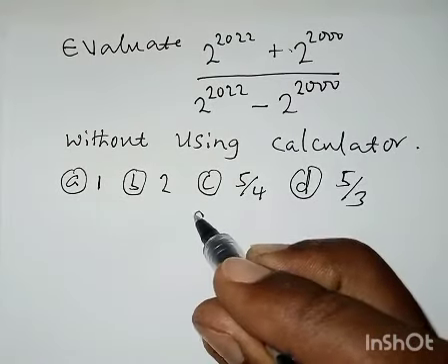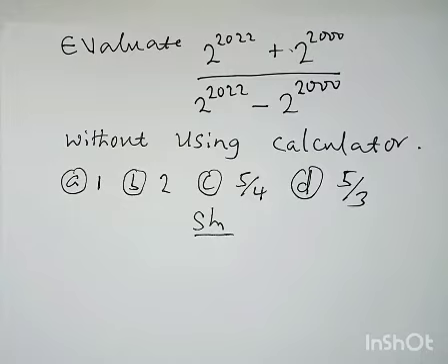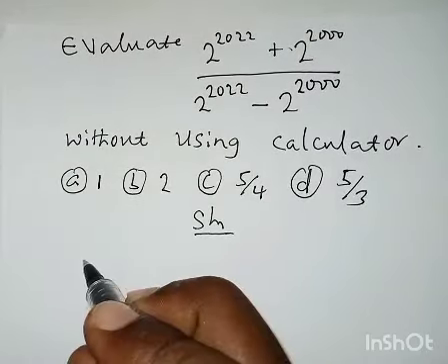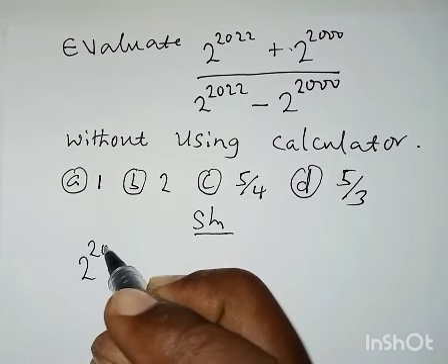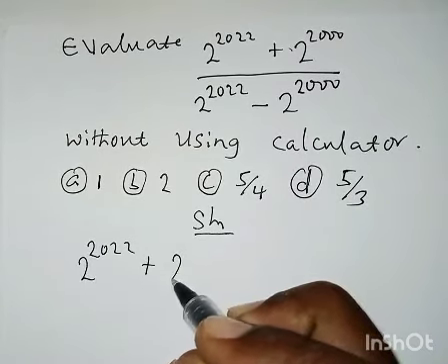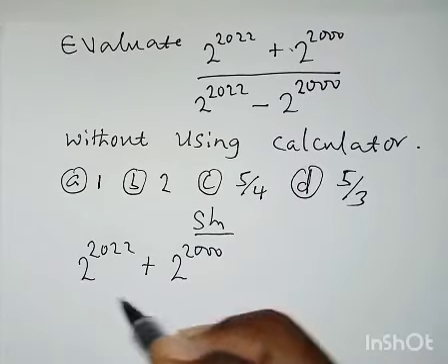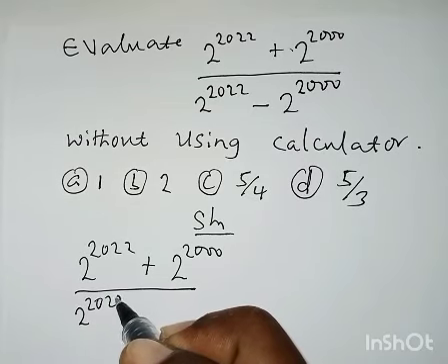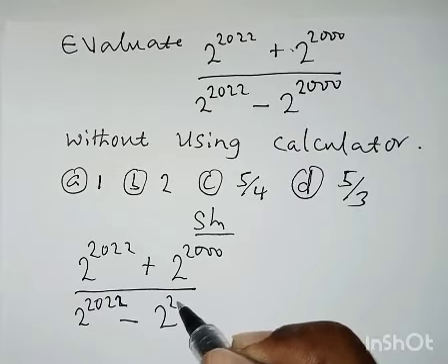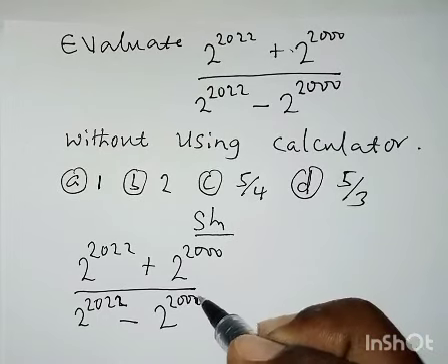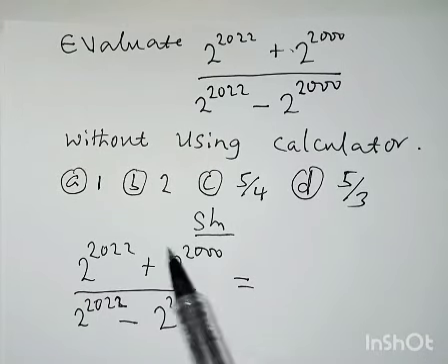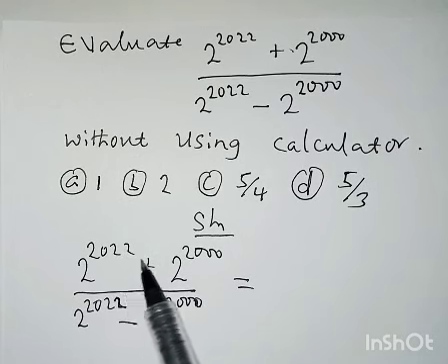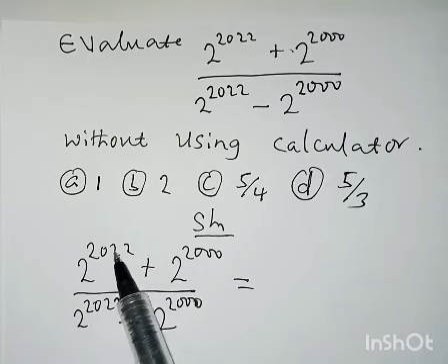So we begin by saying solution. Now from there, we rewrite the question given. We have 2 power 2022 plus 2 power 2000 over 2 power 2022 minus 2 power 2000. So this is the same thing as this: 2022 can be expressed as 2000 plus 22, because 2000 plus 22 is going to give us 2022.